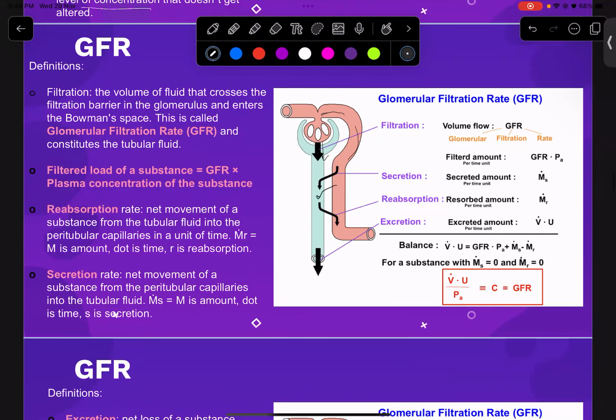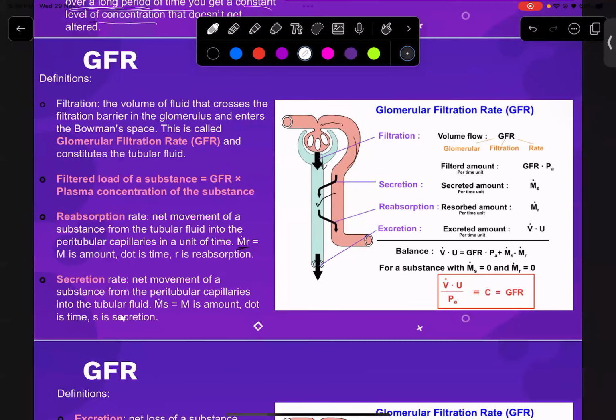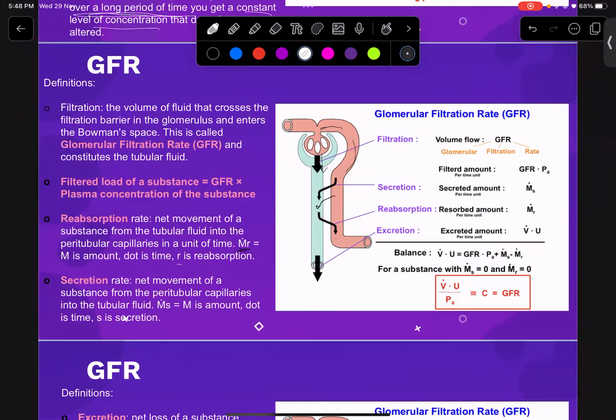And we denote these concepts by certain abbreviations as well. So we have M with a dot on top and an R. The M is the amount, the dot is the time, while R is the reabsorption. And same thing here, we have M with a dot on top and an S. M is the amount, dot is time, and S is the secretion.